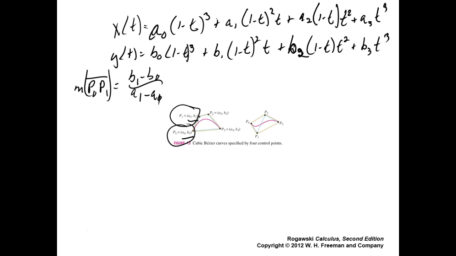All right, now let's see what your slope is of these two parametric equations. In other words, your dy/dx, which is basically going to be dy/dt over dx/dt. Okay, what's your dy/dt?